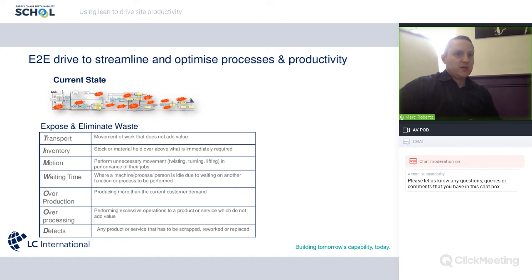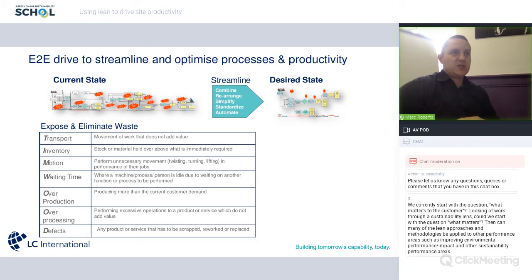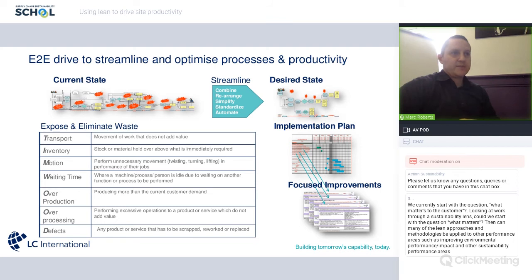And then moving that forward, we ask, okay, is there any further opportunity to streamline this? Is there anything else we can combine, rearrange, simplify, standardize, or even automate? That will then give us almost the art of the possible, our desired state. So this is our optimized, streamlined process that we're going to go for on this job. To get from A to B, or transform our current state to our desired state, that will then spit out an improvement plan.